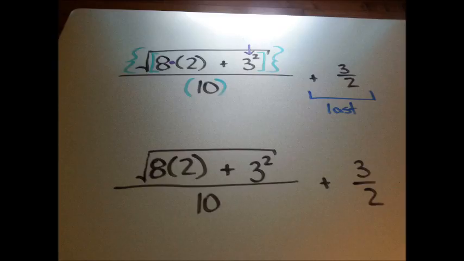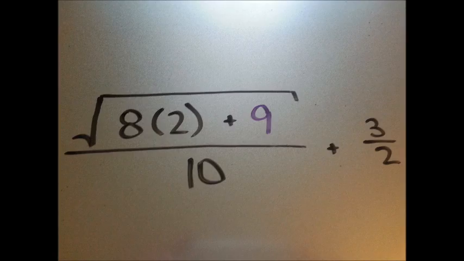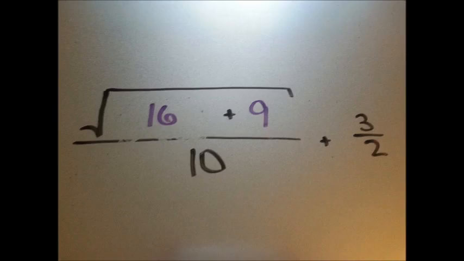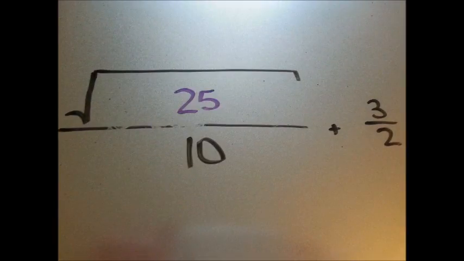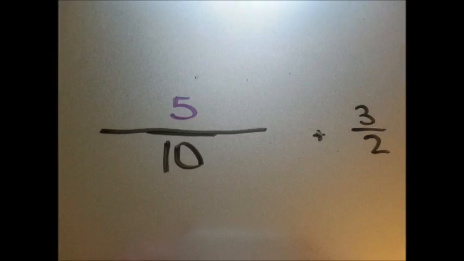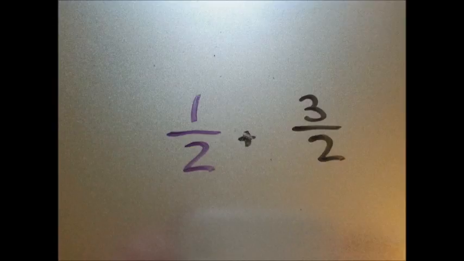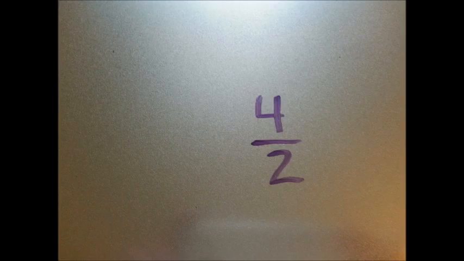Following the same process, we can evaluate. Let's change that 3 squared into a 9. Next up is the multiplication. 8 multiplied by 2 is 16. Next is addition. 16 and 9 is 25. Take the square root of 25. Now 5 divided by 10, that's 1/2. And 1/2 adding 3 halves is 4 halves, which gives us a 2.